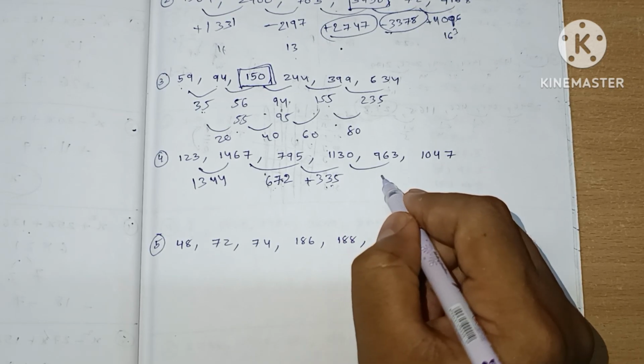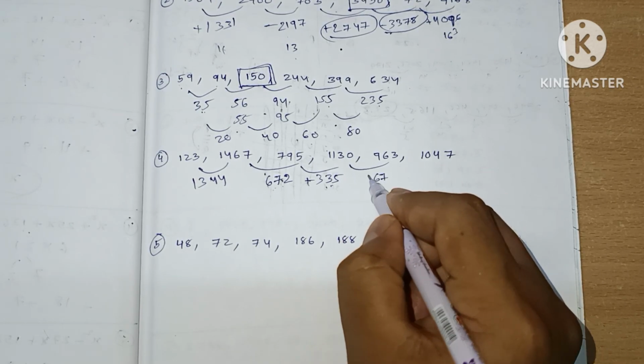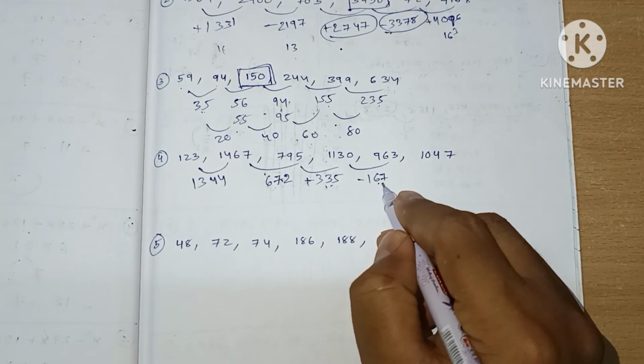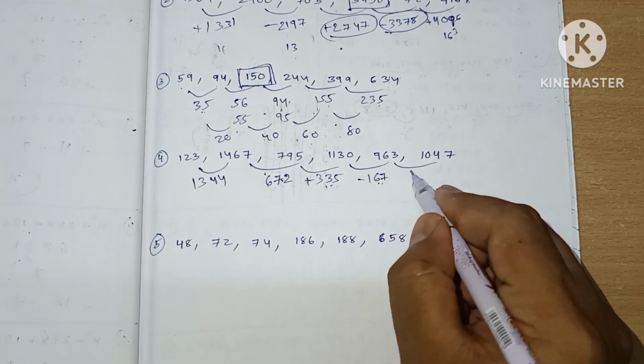And here the difference is 7, 6, and 1. This is also not half of this one. So these two may be the wrong ones. And let's see this one.